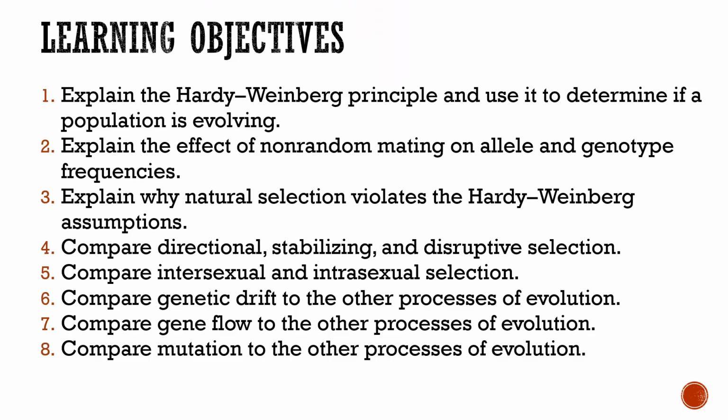All right, our learning objectives for chapter 23 are going to be talking about the Hardy-Weinberg principle and how to determine if evolution is occurring within a population. We'll also talk about non-random mating and genotype frequencies. And then some of the things that drive evolution, which is natural selection. There are different types of natural selection, like directional, stabilizing, and disruptive. There's also sexual selection, so inter and intrasexual. And then other driving forces of evolution: genetic drift, gene flow, and mutations.